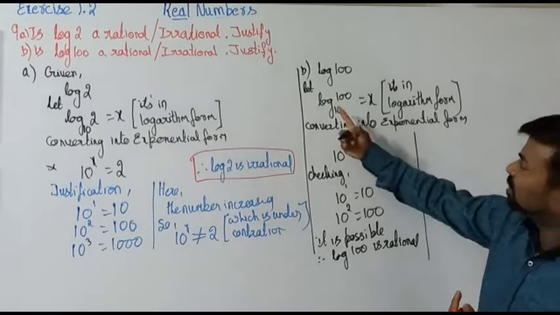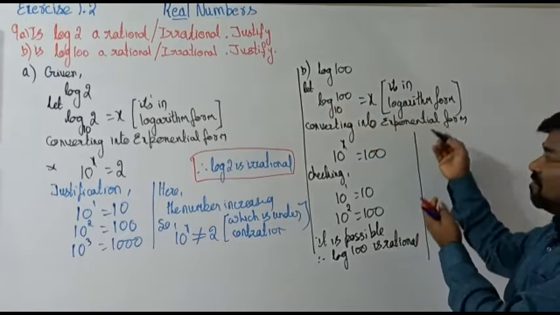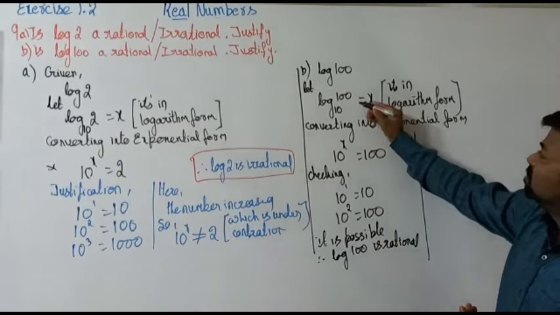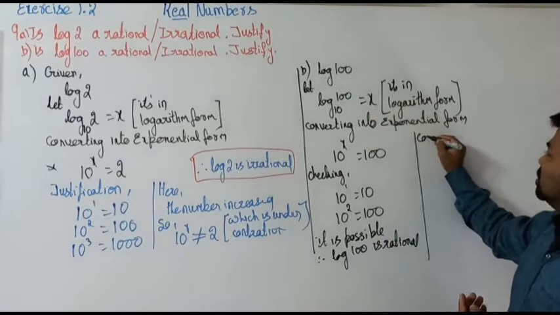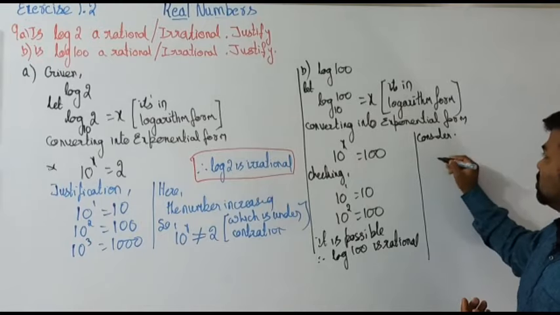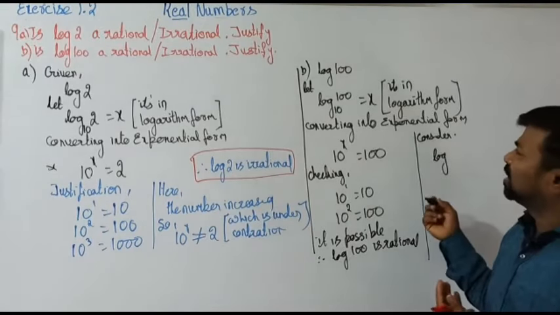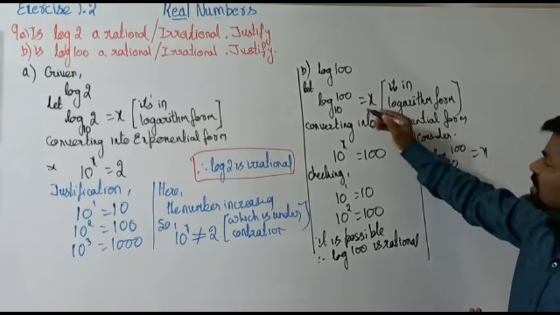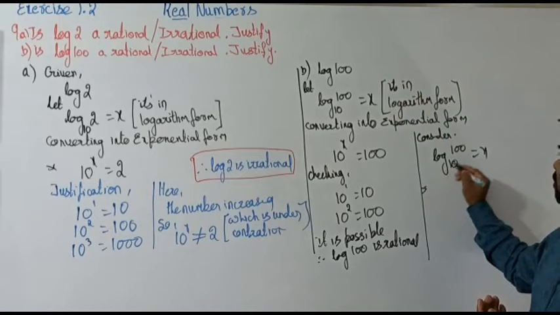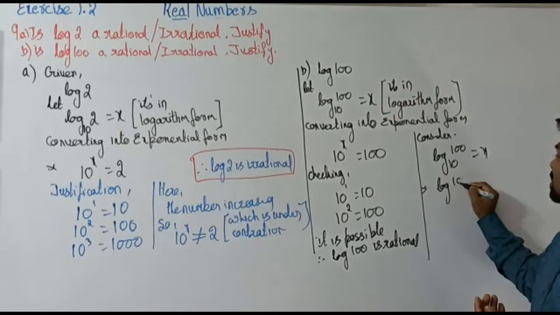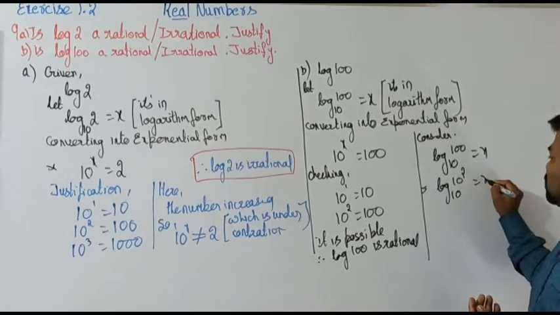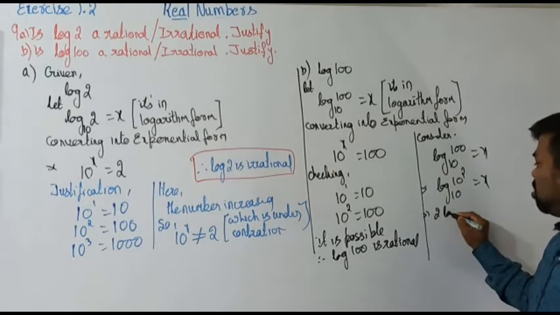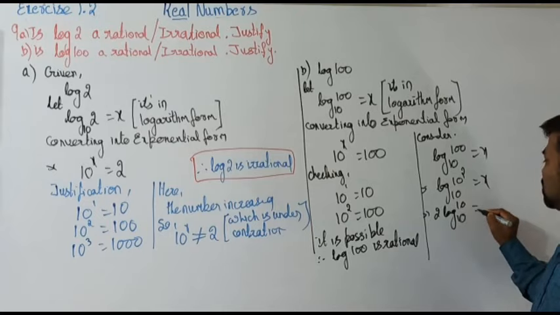There is one more method. See here, instead of converting into the logarithm exponential form, I am going straight from here. You can prove it like this also. 100 to the base 10 is equal to x. Can I convert it as log of 10 square to the base 10 is equal to x? Yes. Can I shift this 2 to the front? That is 2 log 10 to the base 10 is equal to x.